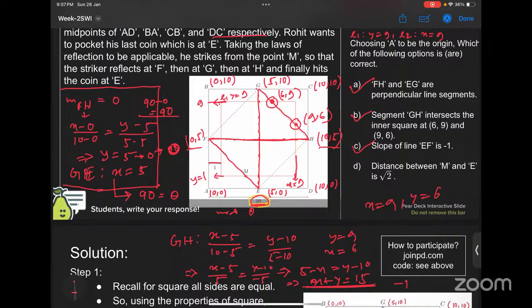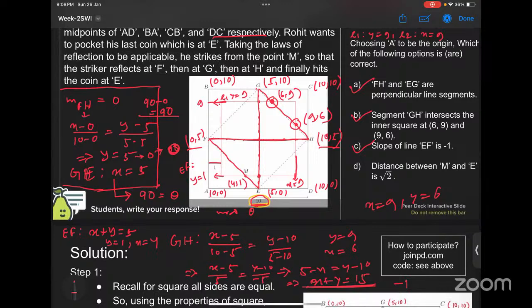And what is the equation of the line EF? Tell me, what is the equation of the line EF? x plus y equals 5. And we have y equals 1, so we will get x equals 4. So the coordinate of M will be 4, 1.